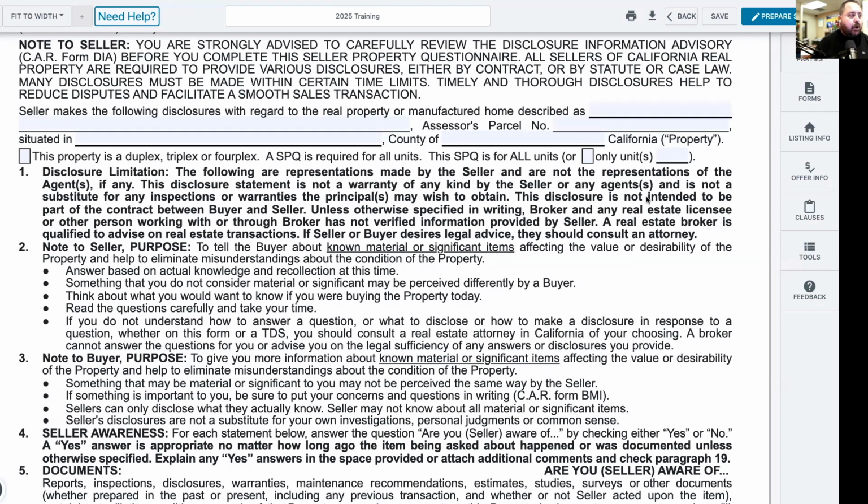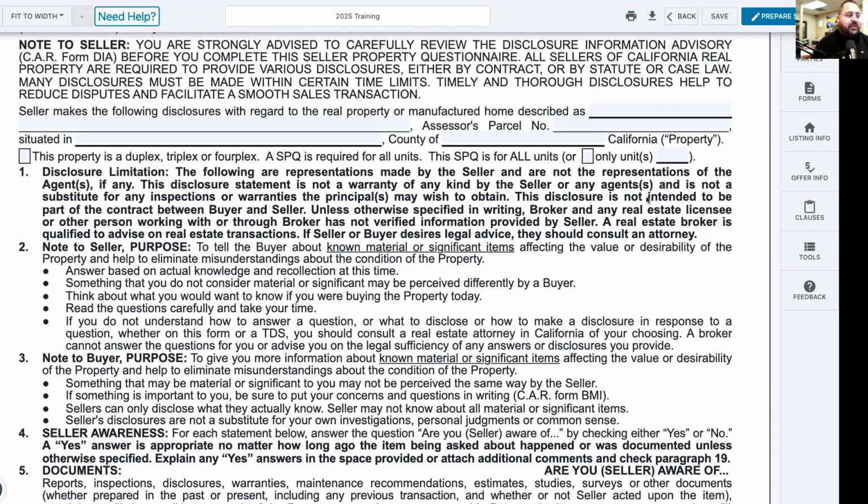Note to seller, purpose: to tell the buyer about known material or significant items affecting the value or desirability of the property and help to eliminate misunderstandings about the condition of the property. Answer based on actual knowledge and recollection at this time. Something that you do not consider material or significant may be perceived differently by a buyer. Think about what you would want to know if you were buying the property today. Read the questions carefully and take your time.